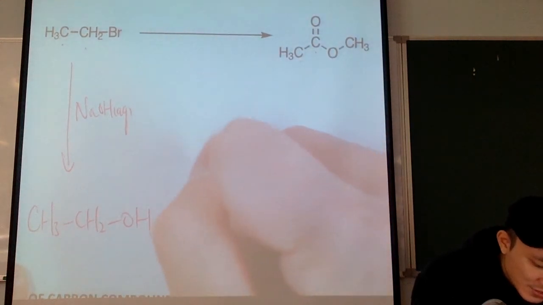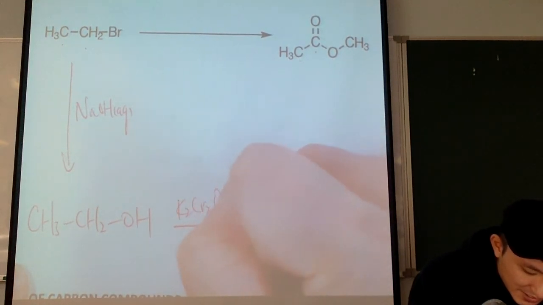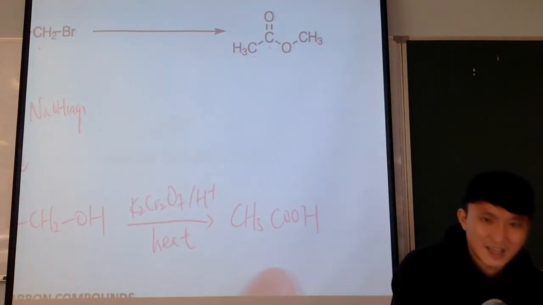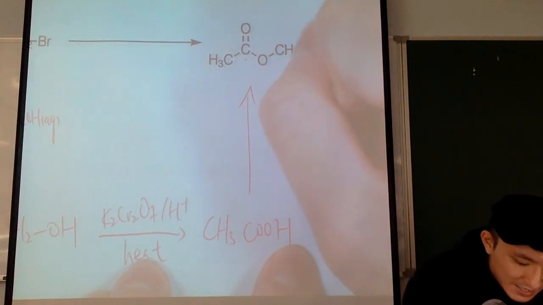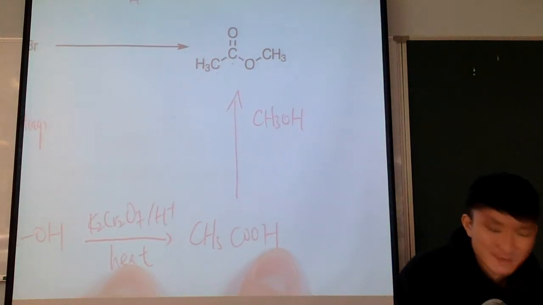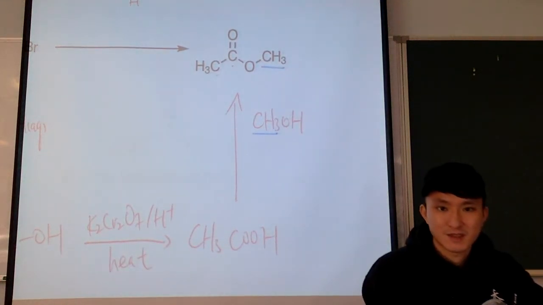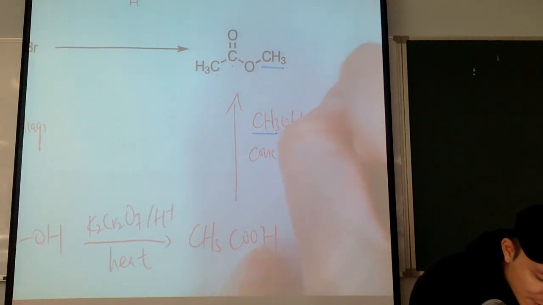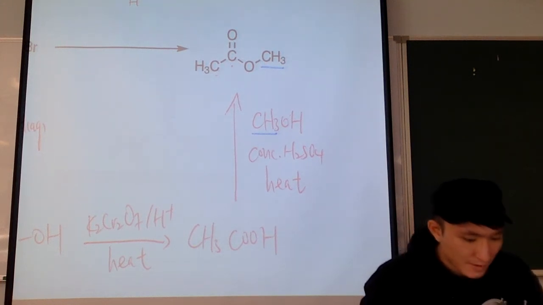Okay, so you use K2Cr2O7/H+ plus heat. And then from here it is an esterification. So for esterification, you need the alcohol. So in this case, you need methanol, because this methanol will be here, right? And then you need concentrated sulfuric acid, and you also need to heat it. Okay. So that's the idea.